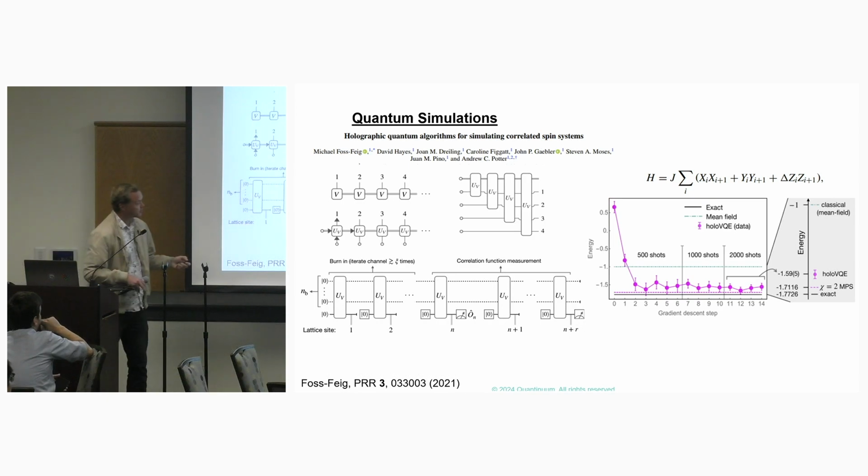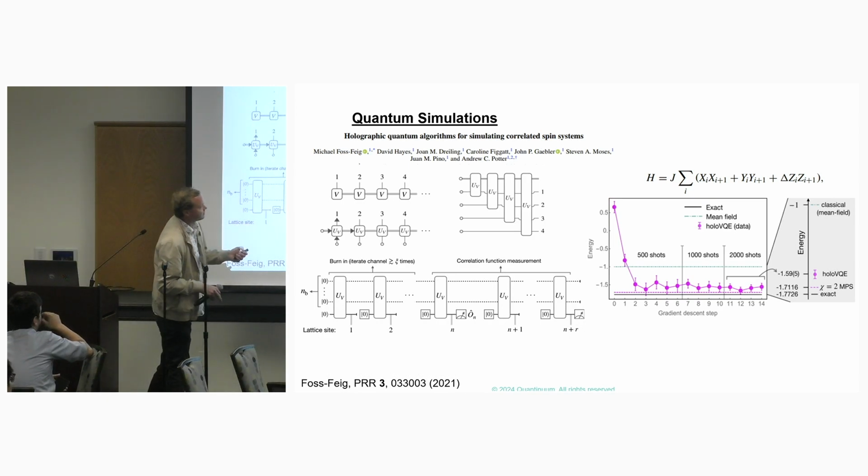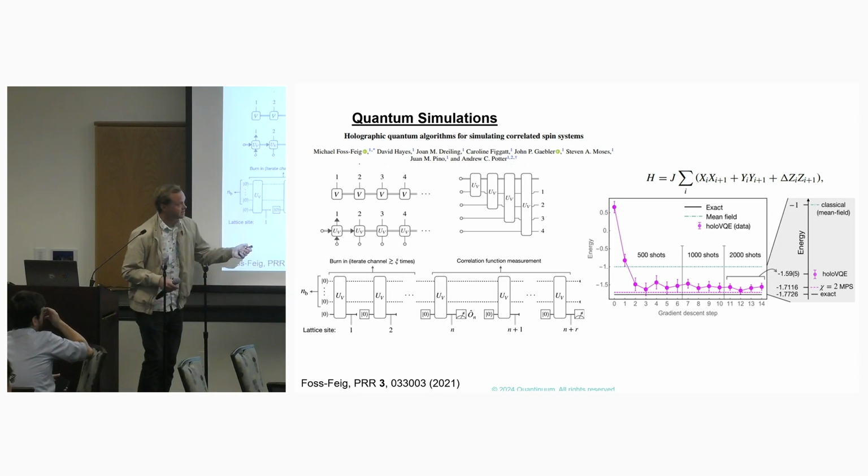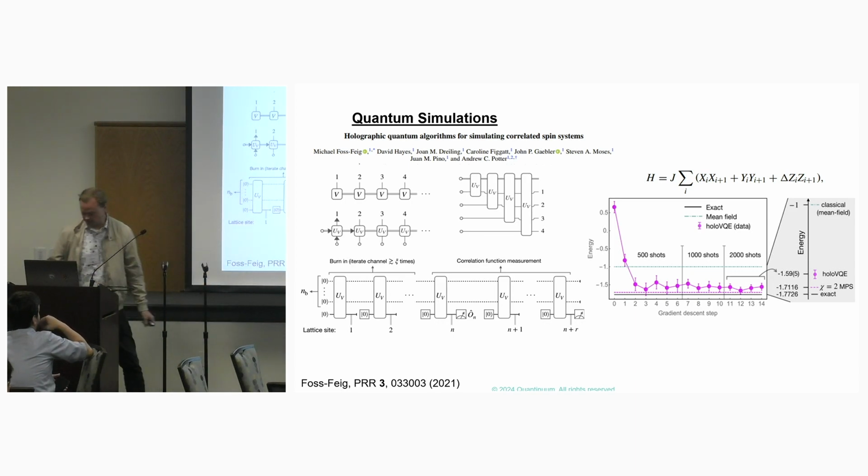Okay, so here's some quick data where we minimized this Heisenberg Hamiltonian and got pretty darn close to the ground state energy using only 2 qubits. So that's an infinite chain energy we simulated with only 2 qubits.